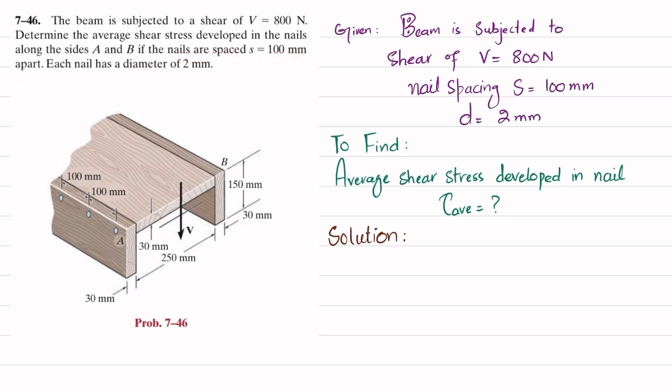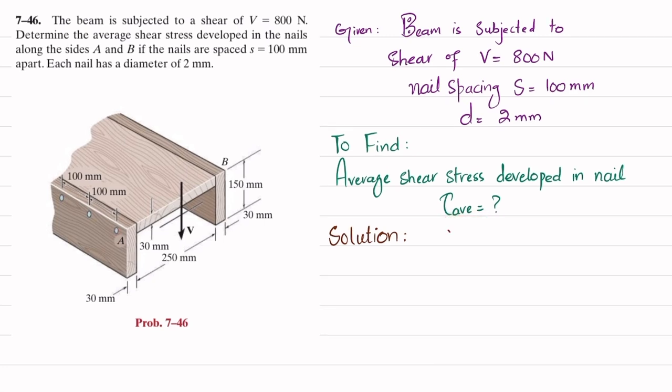So you can see this is the beam, and it is made up of these wood boards that are nailed together at side A as well as at side B. These nails are spaced 100 millimeter apart and have a diameter of 2 millimeter, and a shear of 800 Newton is applied. So you have to find the average shear stress developed in this nail. So let's start with the solution.